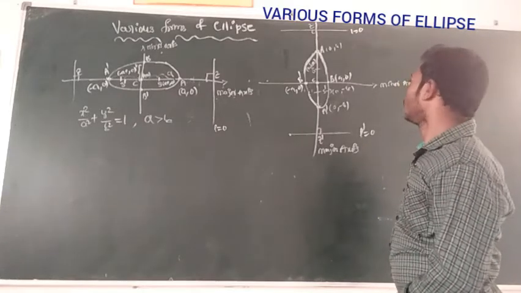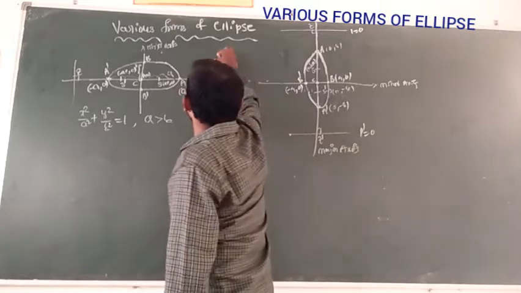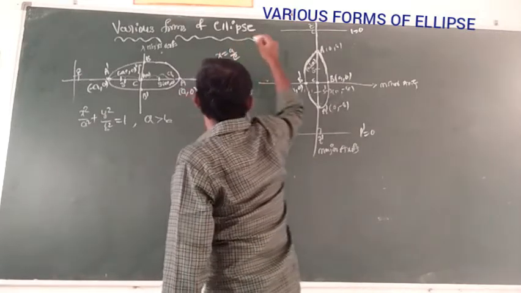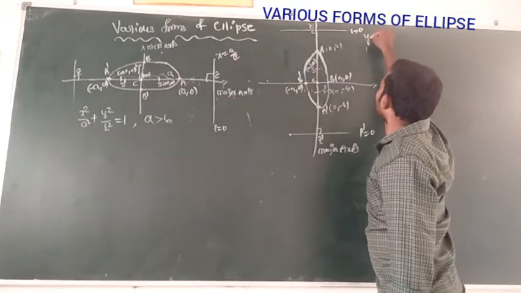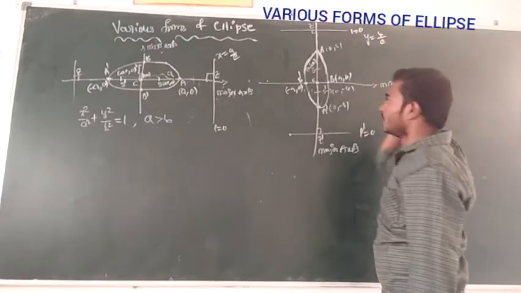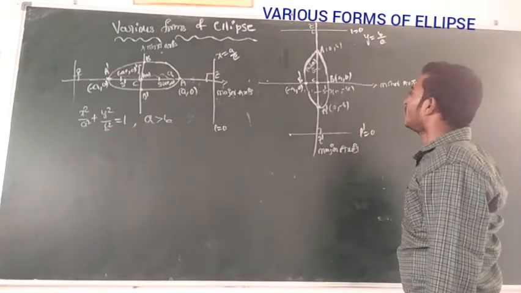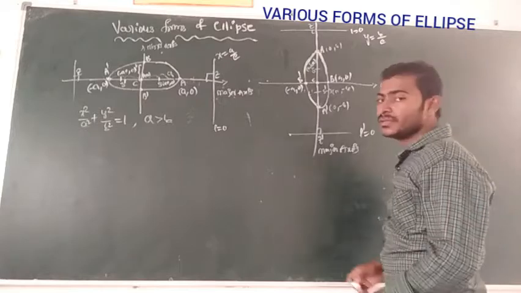Now the directrix lines: x equal to a by e, and y equal to b by e. The directrix lines are x equal to a by e and y equal to b by e.